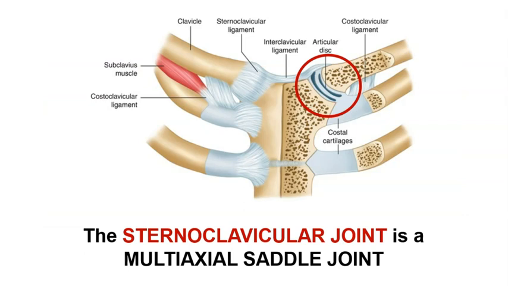The sternoclavicular joint, that is where the manubrium of the sternum meets the clavicle, is a saddle joint that is capable of multi-axial or triaxial movement. So at this joint, the clavicle is capable of moving superiorly and inferiorly, so that's the first plane of movement, anteriorly and posteriorly, that's the second plane of movement, and then medially and laterally, which is the third plane of movement.